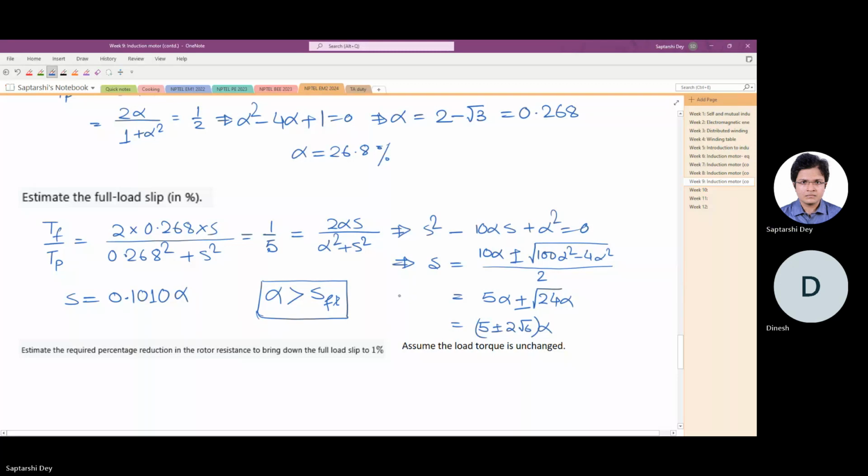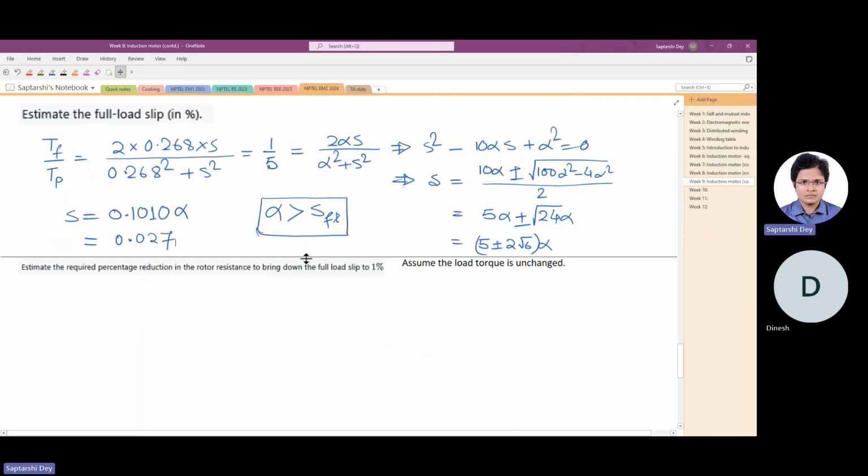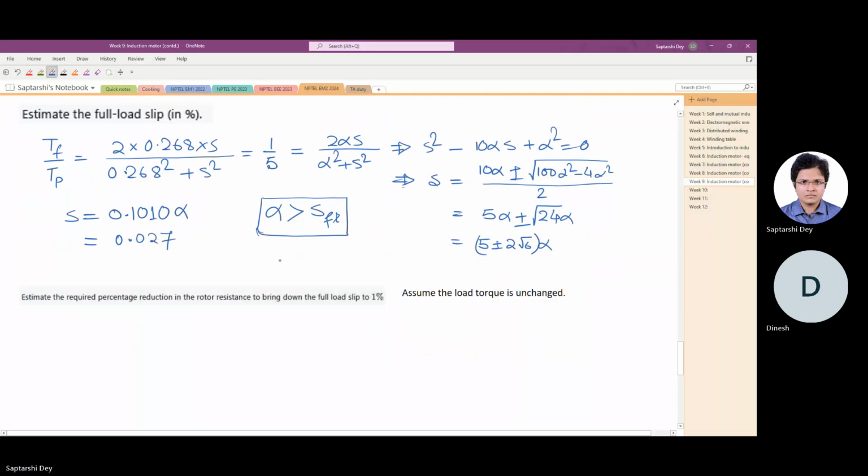So 1/10 of what we had before, 0.101. So more or less we will get 0.027. So 2.7% is the full load slip. 26% is the peak torque slip and 2.7% is the full load slip.